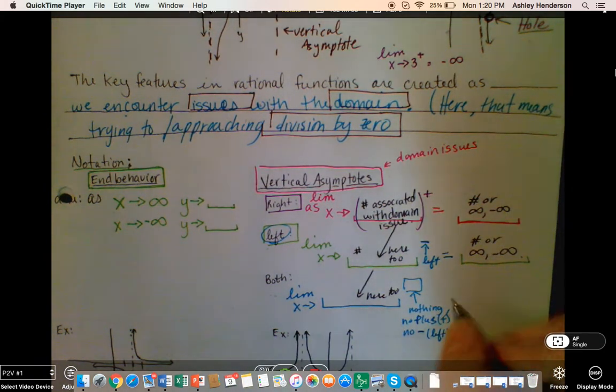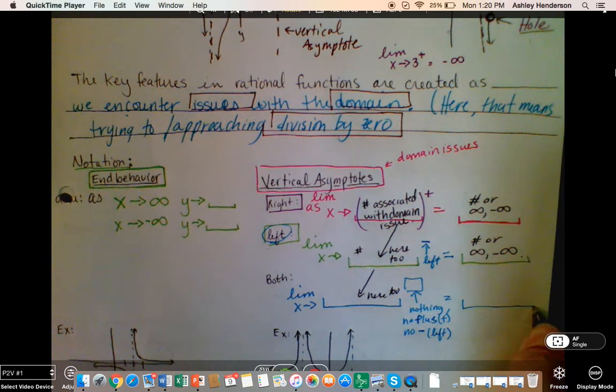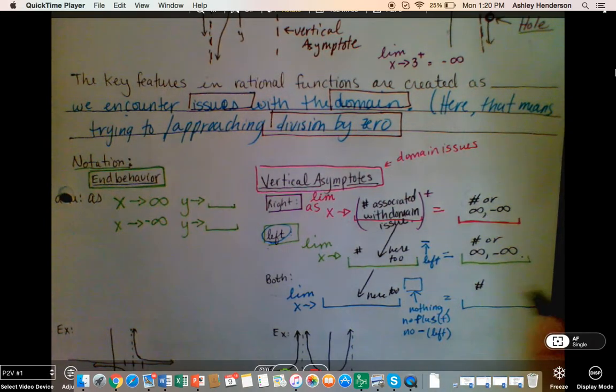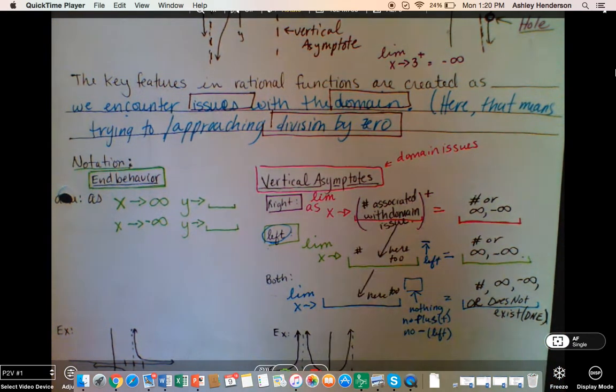There are some different things this one can be. This one's a little bit trickier. So this one can be a number, just like it was before. Or it could be positive infinity. It can be negative infinity. Or, this is the big one, we can say it does not exist. D-N-E is the way you see that written. Does not exist.